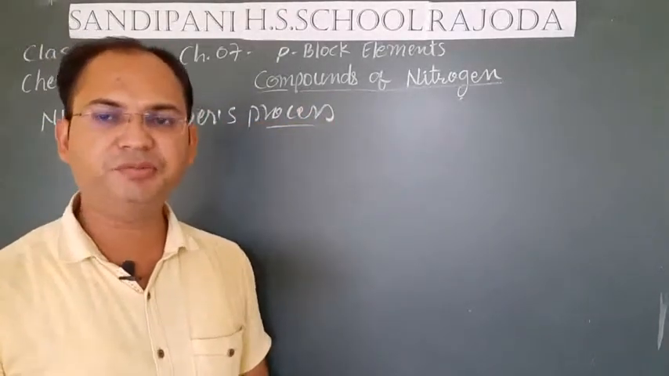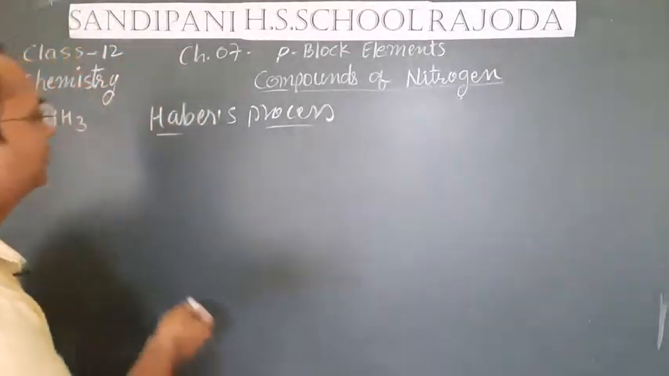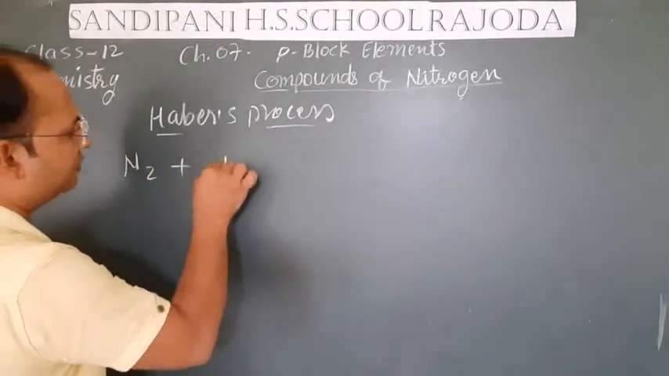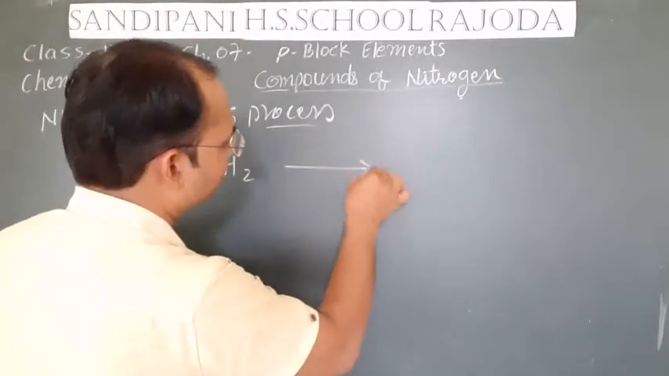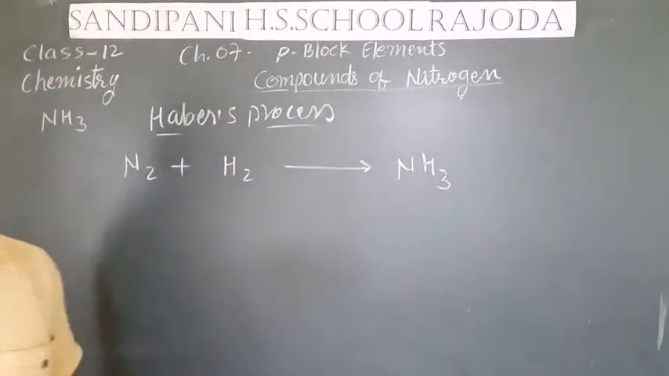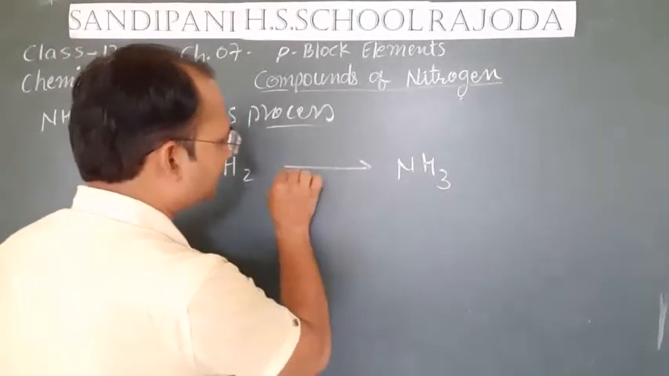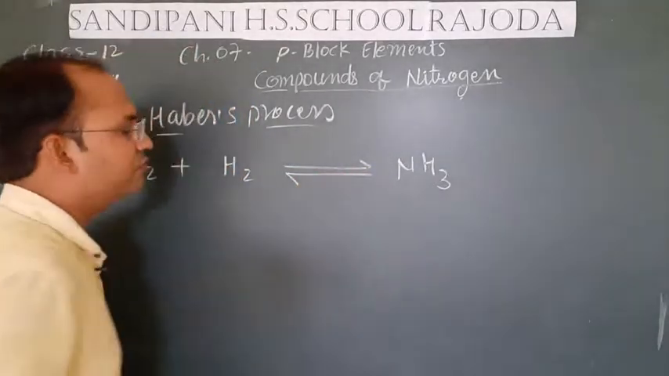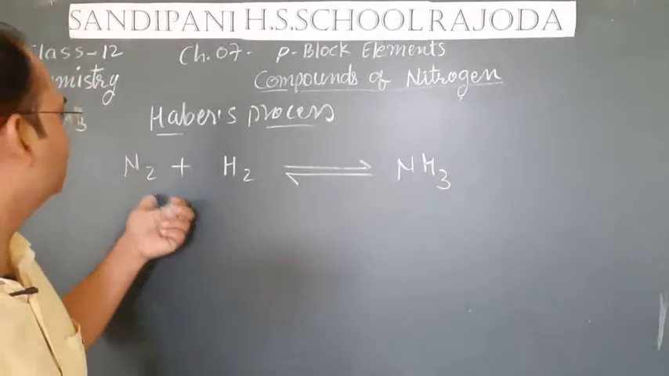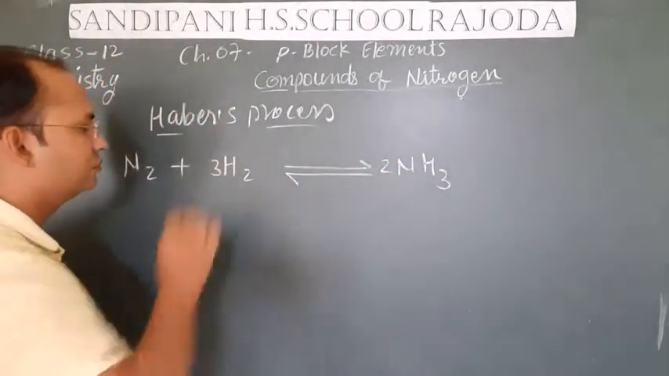If you see the reaction of the Haber's process, it is a very simple type of reaction and nothing can be simpler than that. In this, nitrogen combines with hydrogen to form ammonia. It is actually a reversible reaction, so we can easily break down the ammonia to get the hydrogen and nitrogen. If we balance this reaction, then 1 nitrogen, 3 hydrogen, gives 2 ammonia.